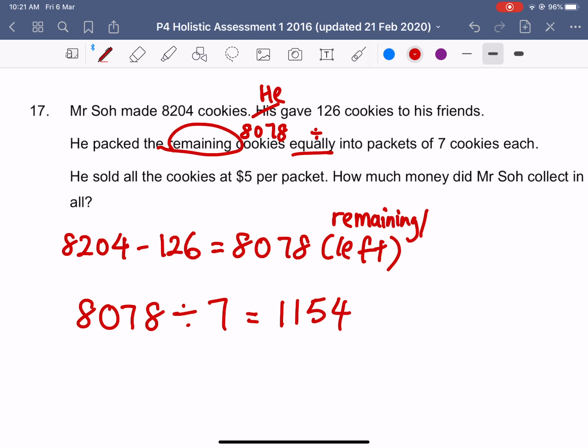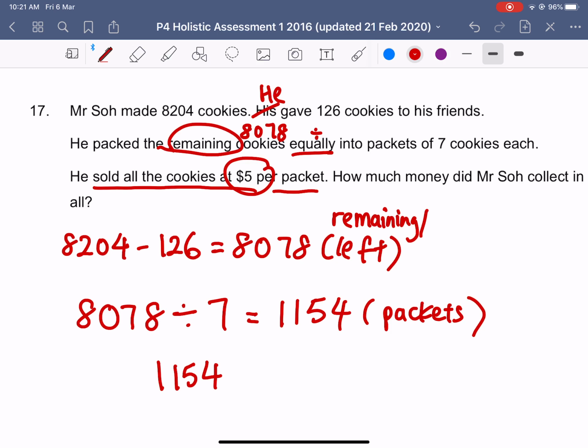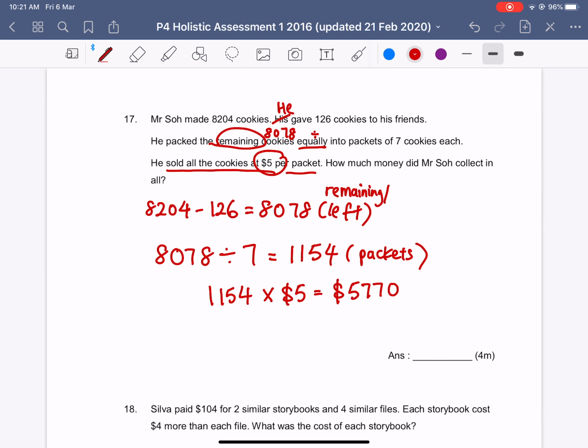Let's read the story. He sold all the cookies at $5 per packet. This is for 1 packet. This is for packets. These are all the packets that you're able to form. So since 1 packet is $5, what about 1,154 packets? I multiply them by $5. Okay, I will be able to get $5,770. That's how much total he earns.